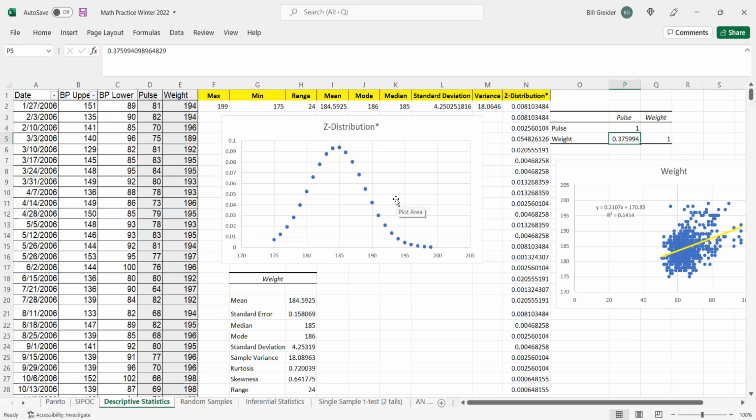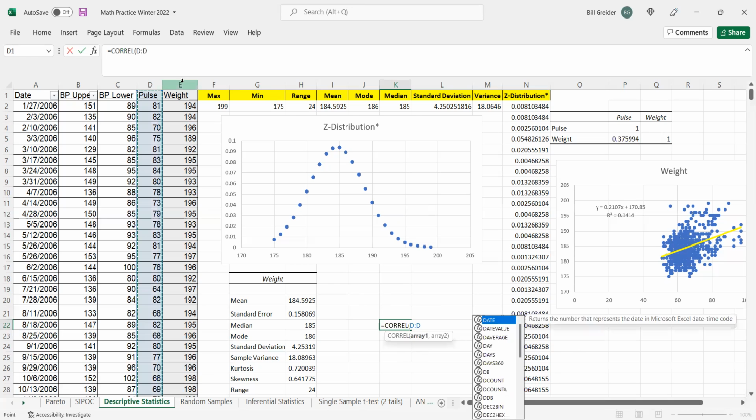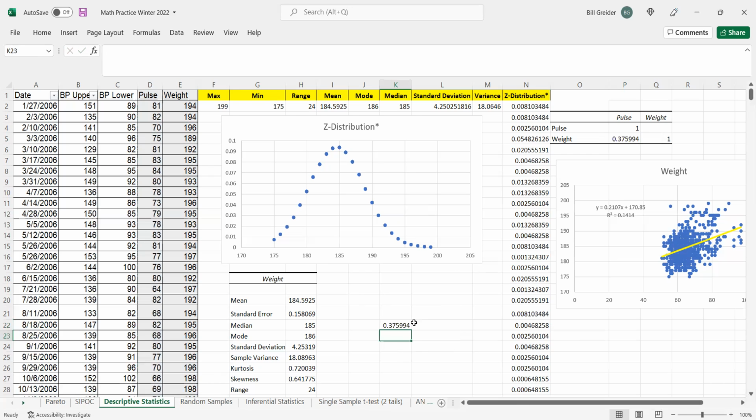Again, so far I covered Pareto, SIPOC, descriptive statistics, correlation, and weight. There's a third way to get correlation, and that's equals CORREL. I double click that, and then it's going to ask me for this data and this data. And you see I got the same 0.375 that I got here.